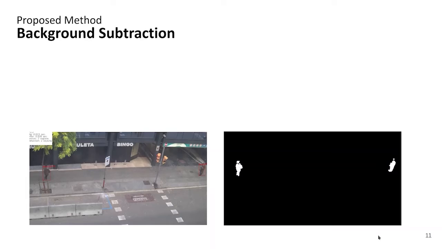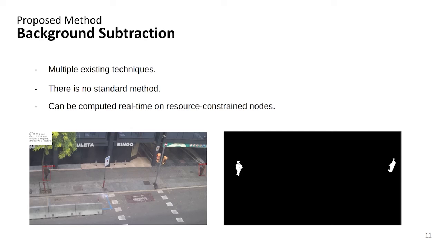FOMO relies mostly on background subtraction techniques. There are multiple existing techniques for this purpose, but there is no standard method. There are multiple methods, and each one provides a different trade-off with respect to accuracy and performance. The good thing is that many available techniques can be computed in real time on resource-constrained nodes. This is important as this step has to be computed for every single stream to extract the objects that will make it into the composition.